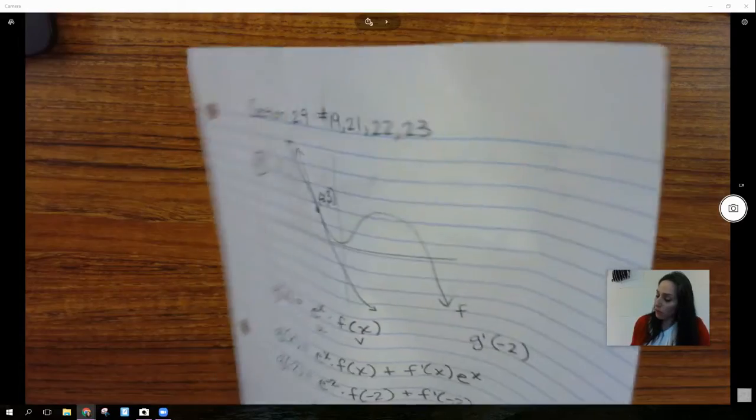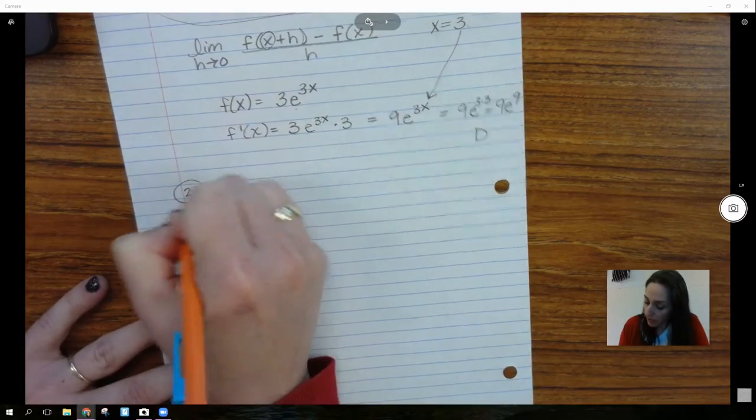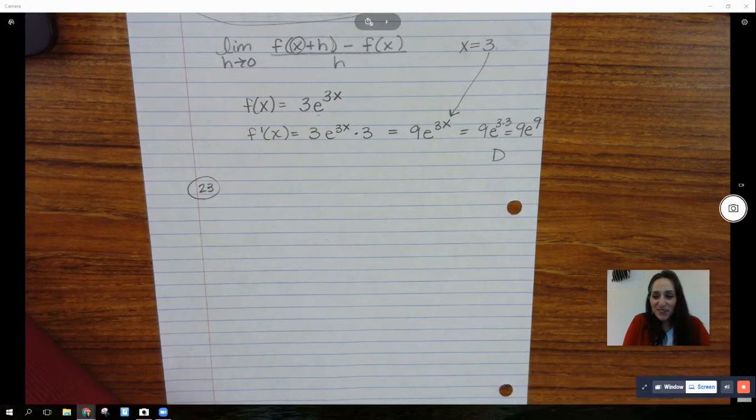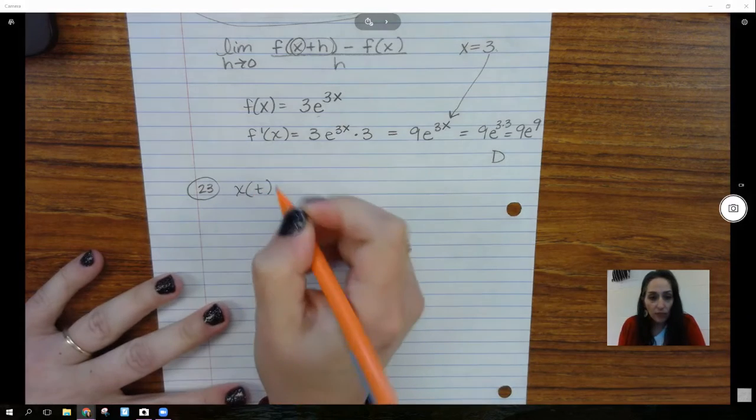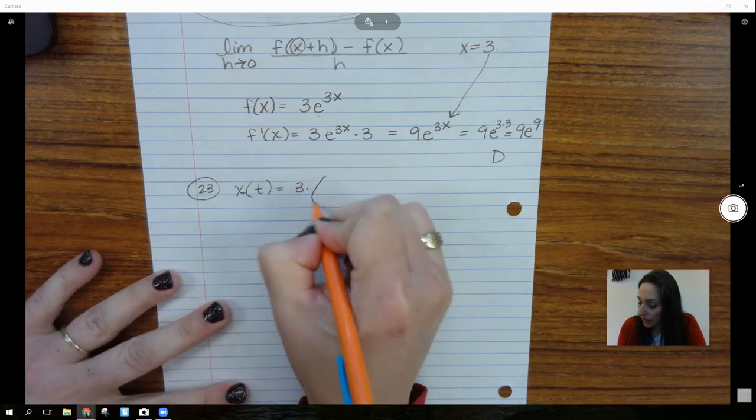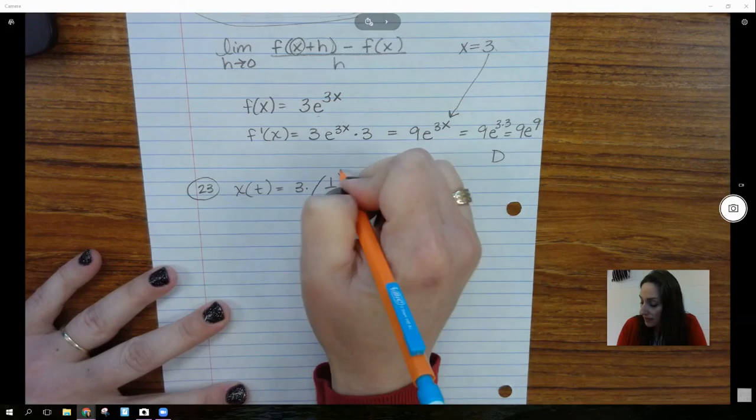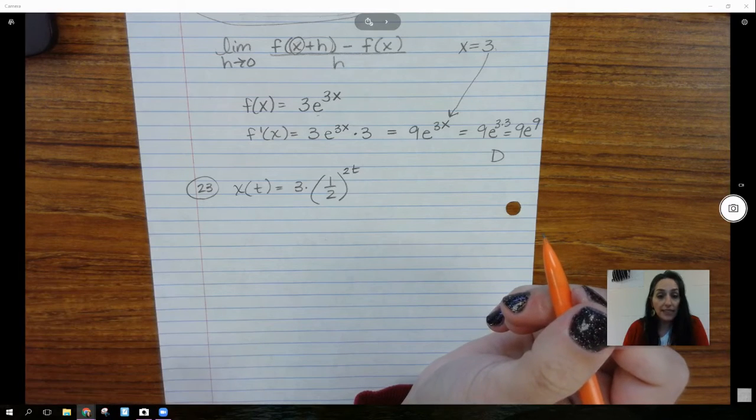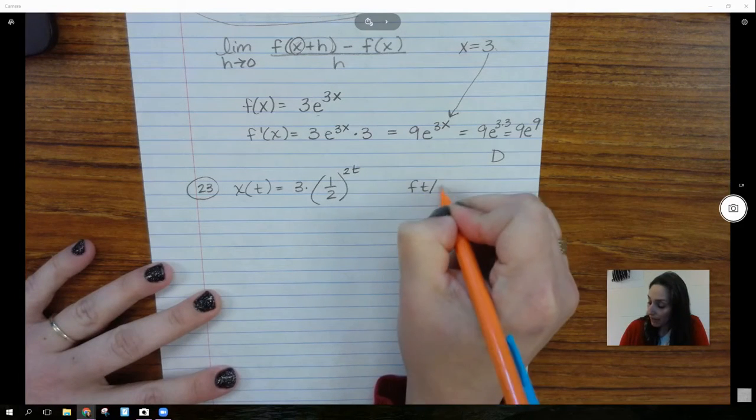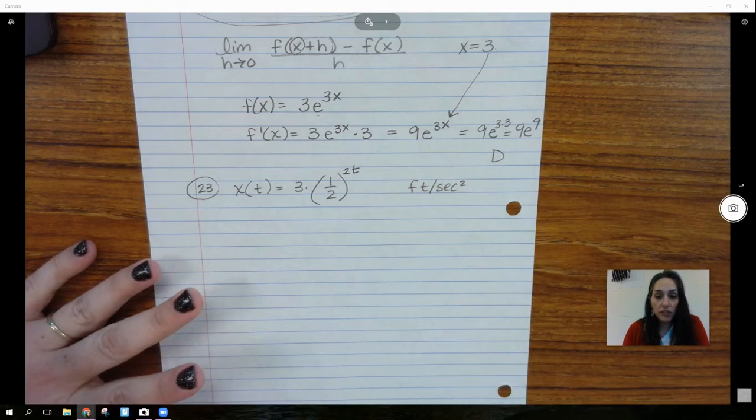Okay, so then you had one more, which was number 23. And so for number 23, oh goodness, a unicorn. A unicorn moves along the x-axis so that its position in time t in seconds is given by x of t. So this is the position function, equals 3 times 1/2 raised to the 2t. In feet per second squared, okay, that's a hint. Feet per second squared means you are looking for acceleration. Okay, and they ask you that: what is the unicorn's acceleration at t equals 1?